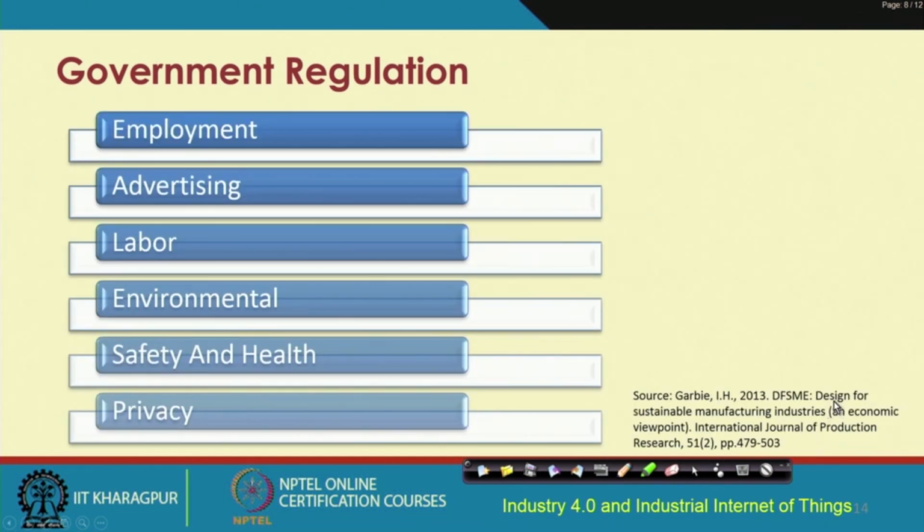So, there are government regulations concerning employment, advertisement, labor. Labor laws are there, environmental regulations are there, regulations concerning the safety of the workers, safety of everyone, health regulations are there, and privacy protection of individuals.